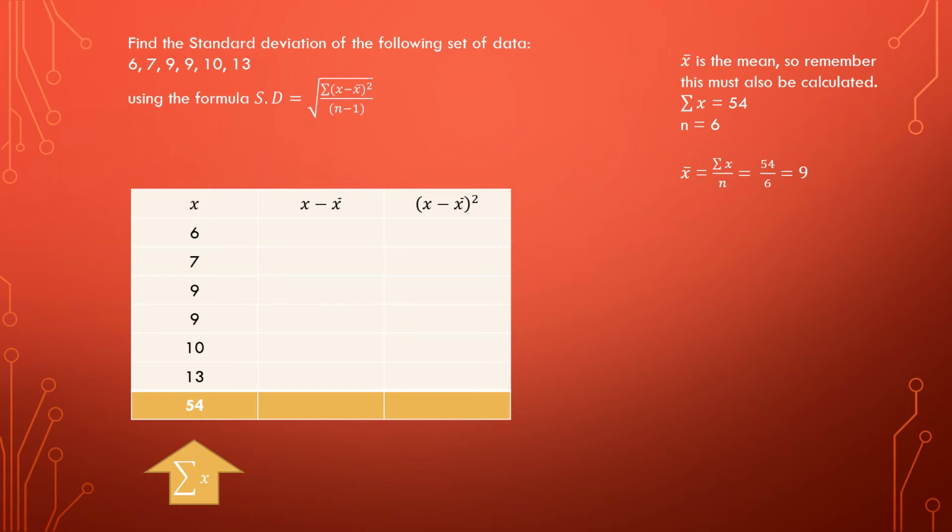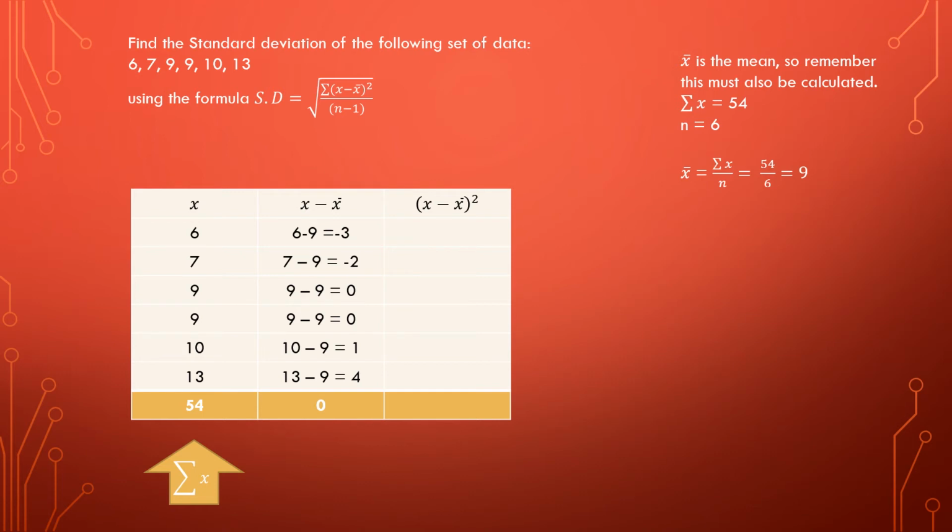What I need to do now in this middle column of my table is take each of the values that are already there and subtract 9 from them. So in the first one, we've got 6 minus 9 is minus 3. Next one, 7 minus 9 is minus 2. Next one is 9 minus 9 gives us 0, 9 minus 9 gives us 0, 10 minus 9 is 1, 13 minus 9 is 4. When you're coming to do this, you don't have to write out the takeaway sum in every single thing, but I've done it here just to make sure that you know what we've got going on.